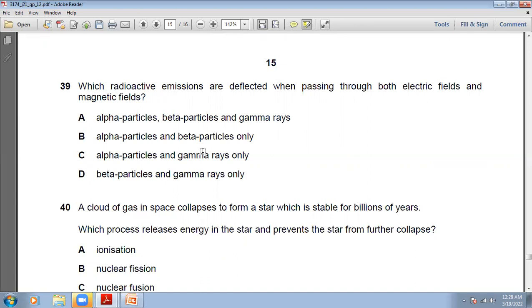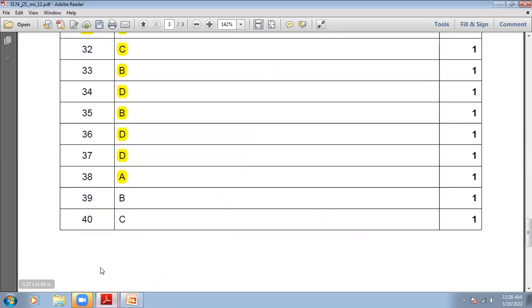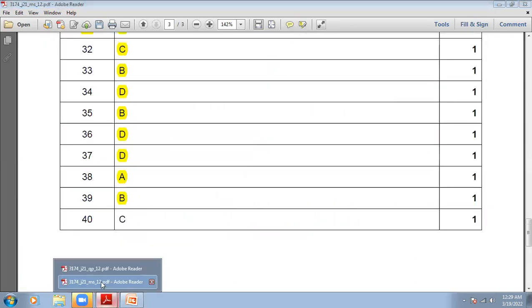Alpha particles, beta particles and gamma rays together is not possible. Alpha particles and the beta particles only, this is the best statement. Alpha particles and gamma rays, no, gamma rays are not affected by the electric field or the magnetic field. Beta particles and the gamma rays only, the gamma rays are not affected. So the only right option is B, question number 39. B is the right option, sir. So our answer is right.